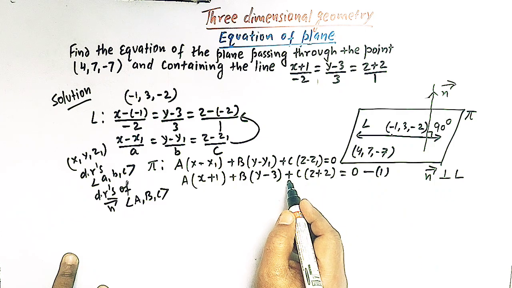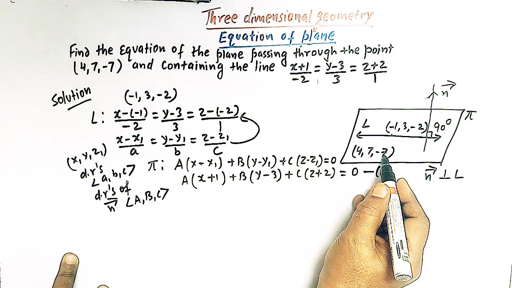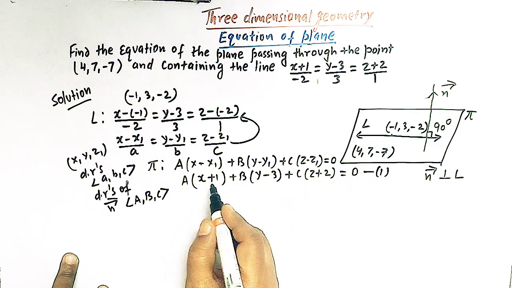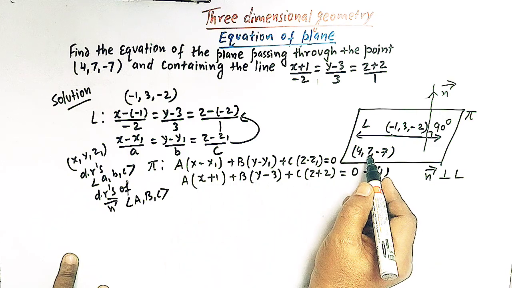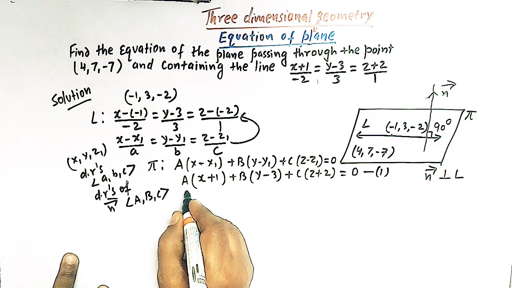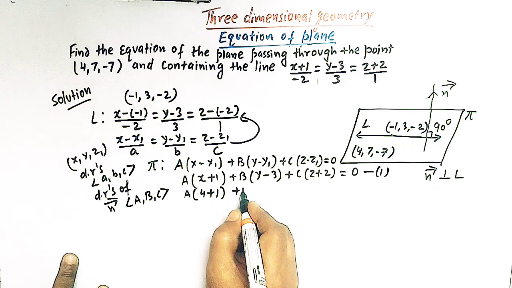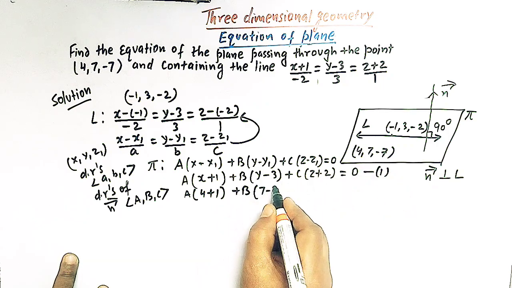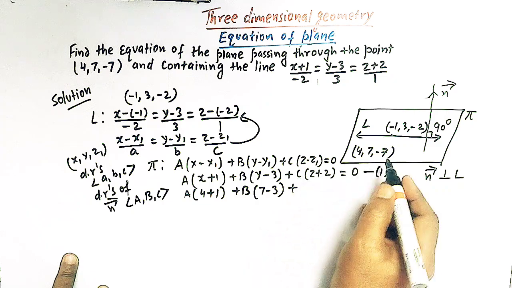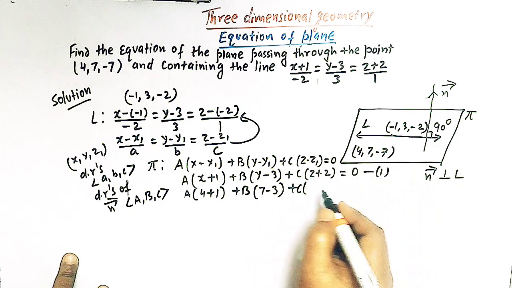Now this plane also passes through this point (4, 7, -7). So let us substitute here for x, y and z as 4, 7 and -7. So we have here A, then we have 4 + 1, then we have B, and y - 3, y is 7, so 7 - 3, and then we have C, and z is -7.